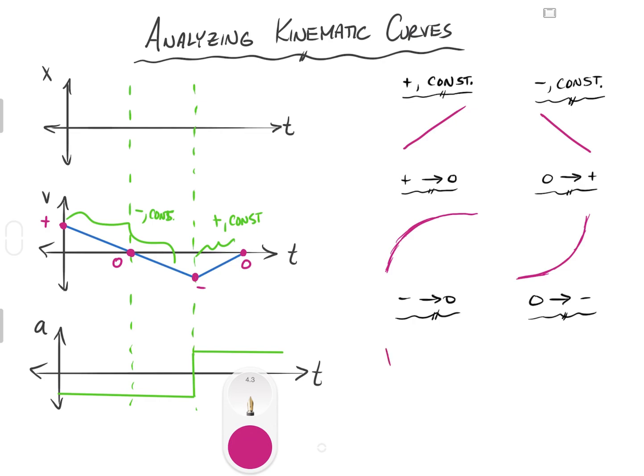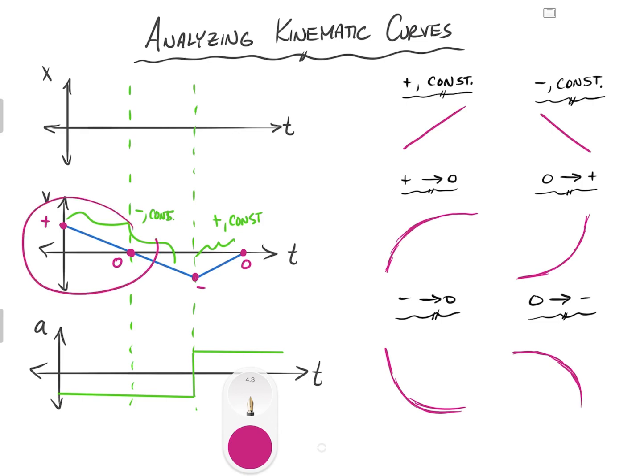Negative to 0: I start going downwards, and then I curve to 0. And 0 to negative: start with a horizontal line, no slope, and curve over time to get a negative slope. If you understand how to draw all of these, here's how you make the connection.